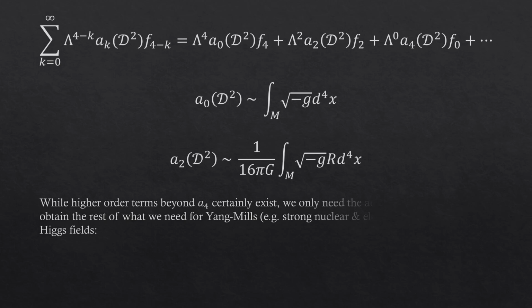While higher order terms beyond a sub 4 certainly exist, we only really need the addition of the a sub 4 sector to obtain the rest of the inner fluctuations for what we need for Yang-Mills, e.g. strong nuclear and electroweak fields, and the Higgs field.